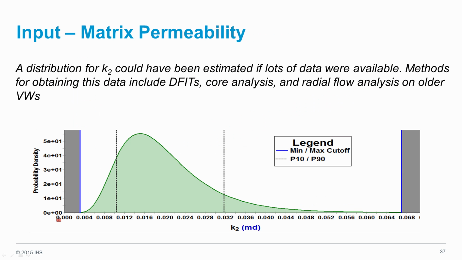Now here we have our matrix permeability, our K2. In this particular example, I didn't actually specify a distribution. I have set it to regression analysis. But in certain cases, if we have lots of data available to us, DFITs, core analysis, maybe radial flow analysis from older vertical wells, K2 could be specified as an input distribution as well.